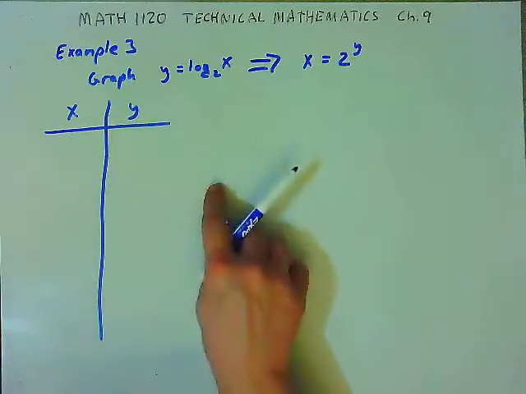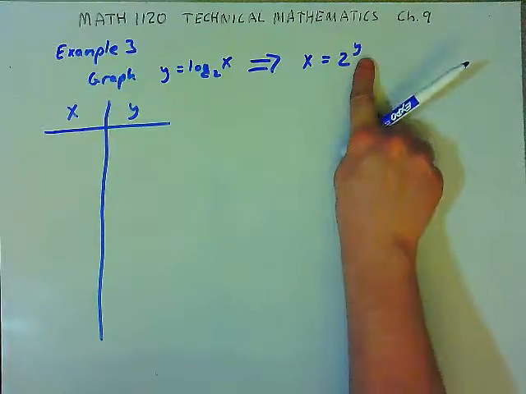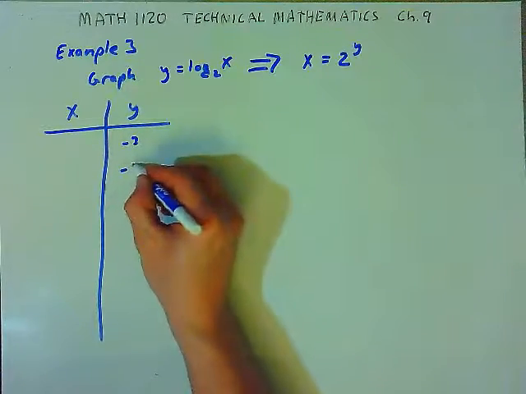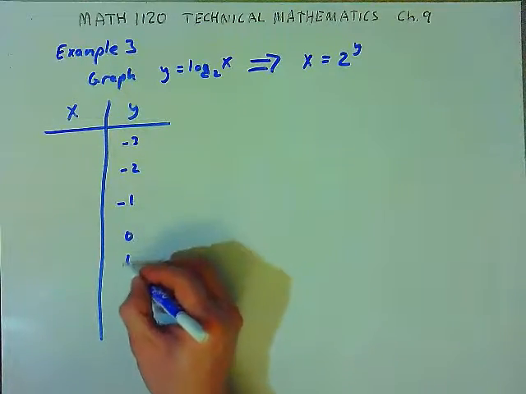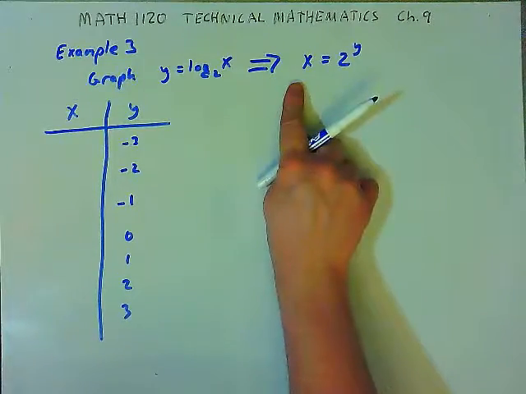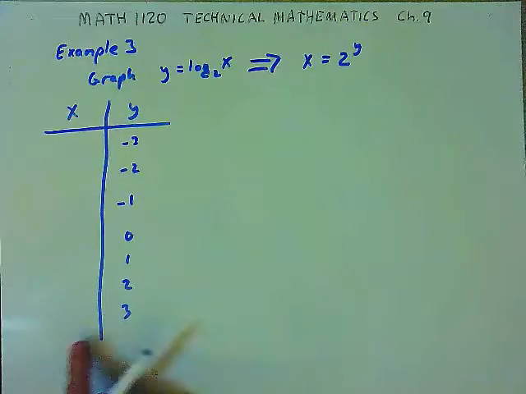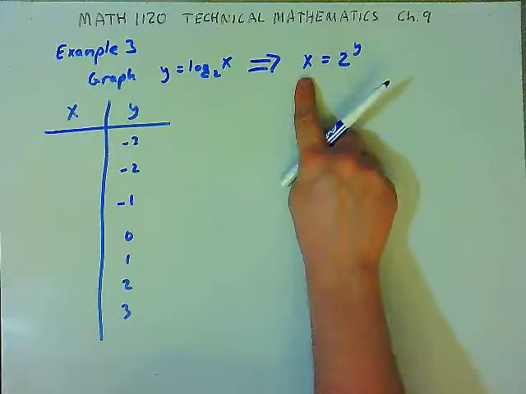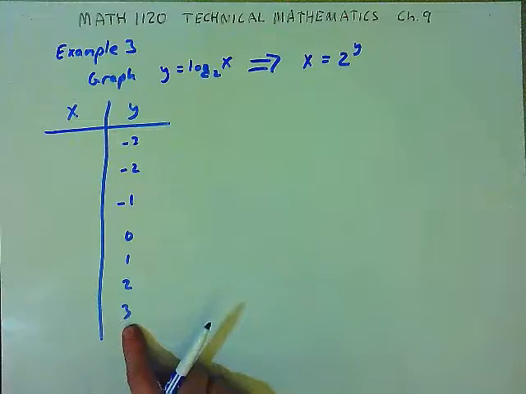Now, it's going to make more sense for me to plug in y values, like possibly negative 3, negative 2, negative 1, 0, 1, 2, and 3. Plug in these y values and then solve for x. It'd be a lot harder to plug in x values and then solve for y, right? It's going to be easy to plug in these values for y and solve for x. And so I can start down here with 3.